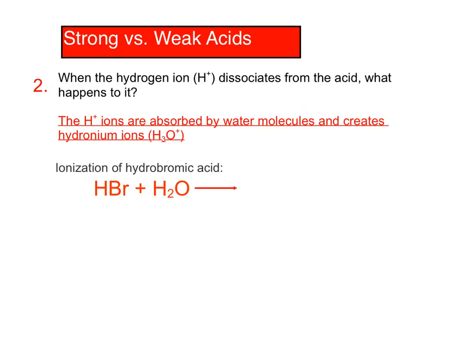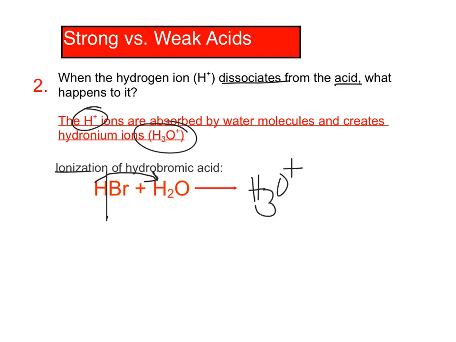Let's first talk a little more about the word dissociate or ionize. When a hydrogen ion breaks apart from the acid, dissociates, what happens to it? The hydrogen gets absorbed by water, making a hydronium ion. For example, when hydrobromic acid is placed in water, this hydrogen is going to break off. It's going to ionize, but then it's going to get absorbed by the H2O. So your resulting things would be a hydronium ion and a bromide ion. This is making the solution acidic.